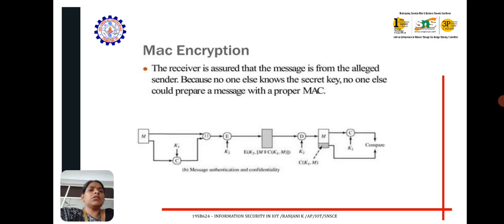So let us see about MAC usage. Here the receiver is assured that the message is from the authorized sender, because no one else can know the secret key and no one else could prepare a message with a proper MAC.